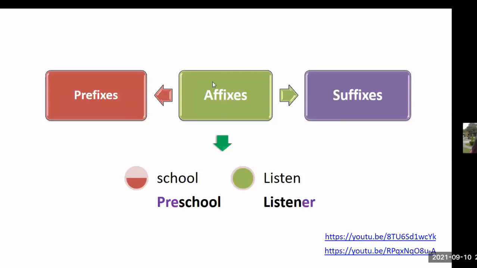Okay, yes, and affixes is the general word to classify prefixes and suffixes. So affixes are those meaningful units that we add to free morphemes or to base or root words to create new ones. But they are classified into prefixes, as you see here, and suffixes. The prefixes are those meaningful units, or bound morphemes, that's the scientific word in linguistics, bound morphemes that we add to a root word.